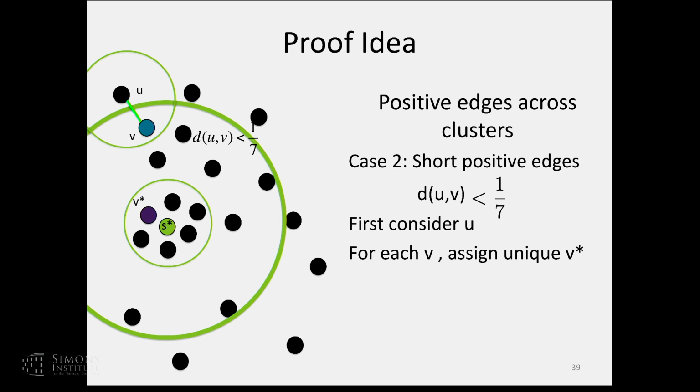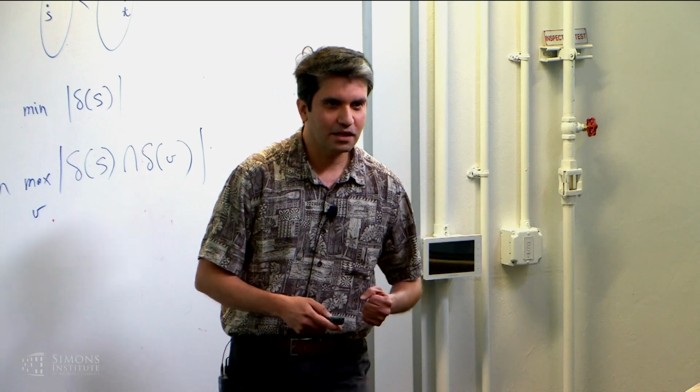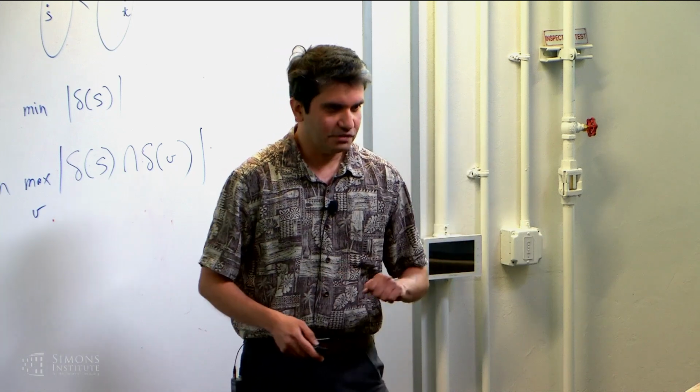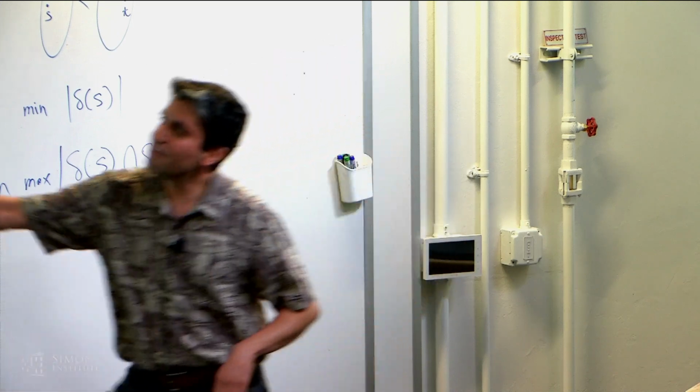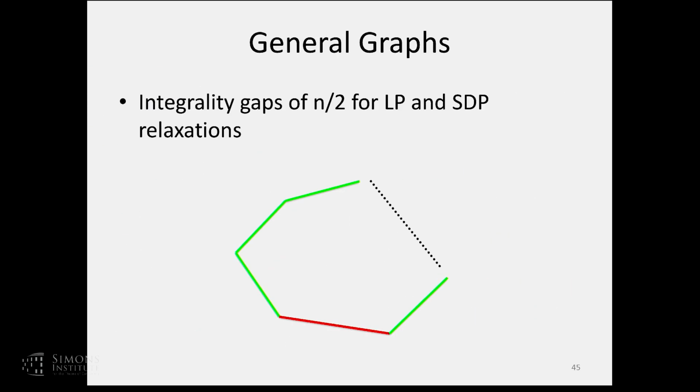No matter what, the LP is going to have paid a lot of cost for this UV star edge. Okay? If it's a plus edge or a minus edge, the LP is going to have paid a large cost for this, and that's going to save us. Okay? So for every mistake that we made, there's something else that the LP paid a large amount for. Okay, so that's essentially the analysis.